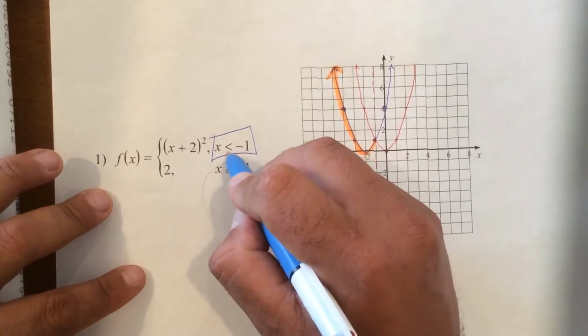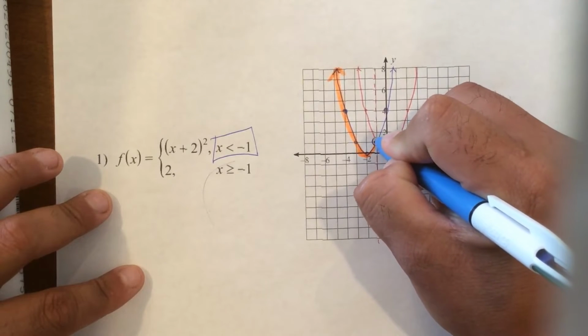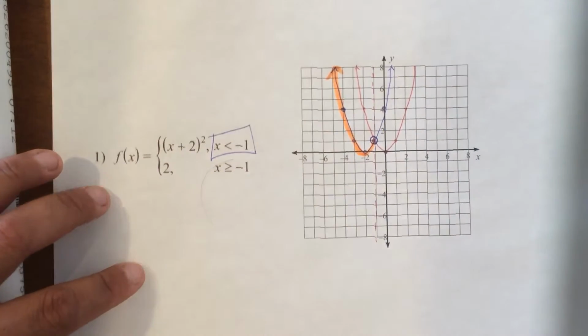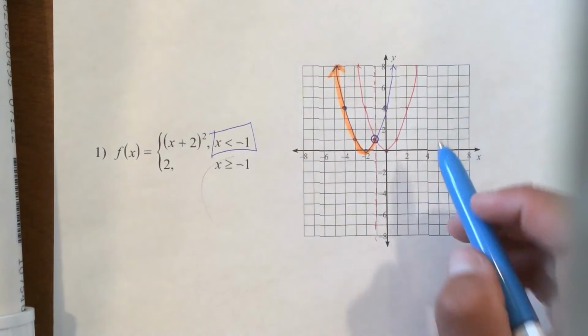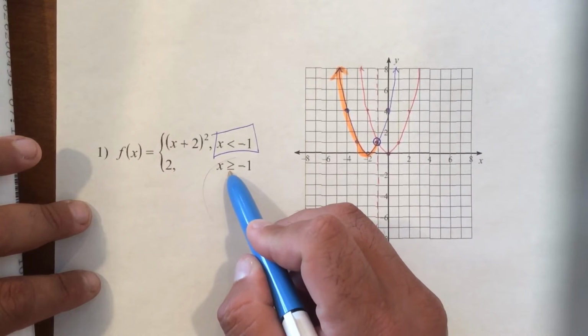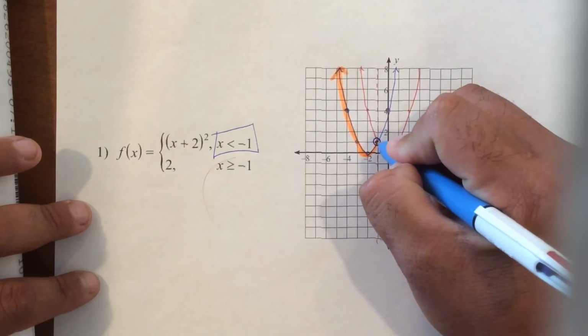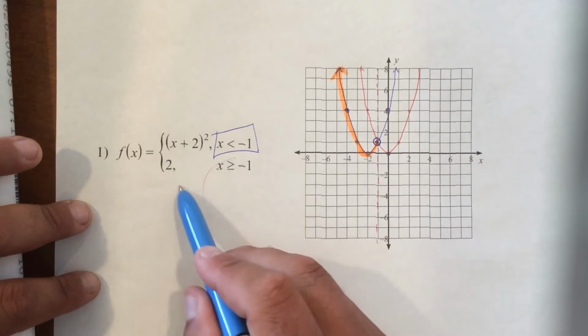But we also see this is just less than. That means this is going to be an open circle, because it's open-ended: it's not equal to, it's just less than. If it was less than or equal to, or in this case, greater than or equal to, then it would be a closed circle right there. So we're going to go ahead and draw this one as well.